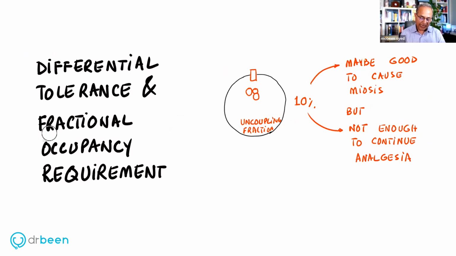Differential tolerance and fractional occupancy requirement. This is the one I was saying that I'll discuss later on. When we were talking about tolerance, remember I said there is a topic on why our tissues have different tolerances. This is that topic now. It is actually a very interesting mechanism. Let me first say it: we actually do not know why differential tolerance occurs, just like we actually do not know how incomplete cross tolerance occurs to various drugs of the same receptor agonism. Similarly, we do not exactly know how differential tolerance occurs. But here is a theory. It's not my theory, I'm presenting it from the book.